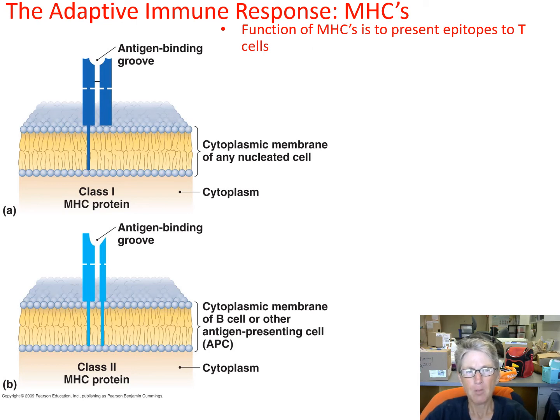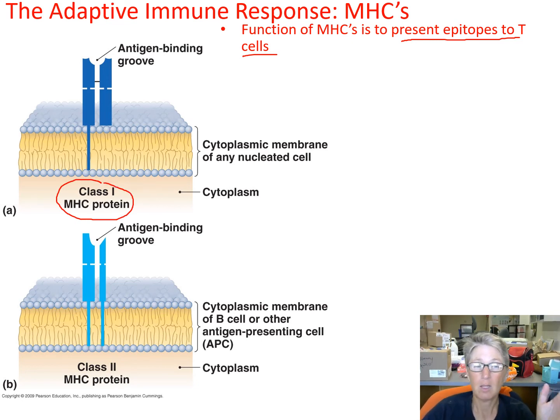Okay, let's talk a little bit about these things called major histocompatibility complex proteins, or MHC. The function of these MHCs is to present epitopes to T cells. And then we'll talk more about them when we talk about T cells. But there's class 1 MHC proteins. You have class 1 MHC proteins, your own special, like dog tags, to let people know that this class 1 MHC protein is only found on your cells. So class 1 MHC proteins are found on any nucleated cell in your body. So that means they're not found on red blood cells, because red blood cells don't have a nucleus.